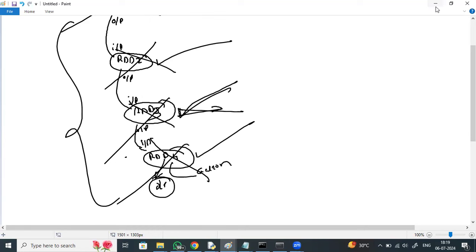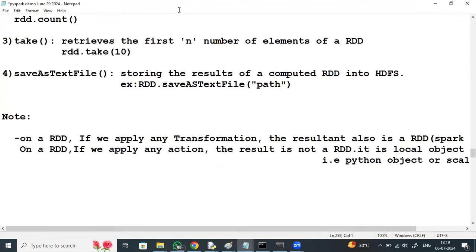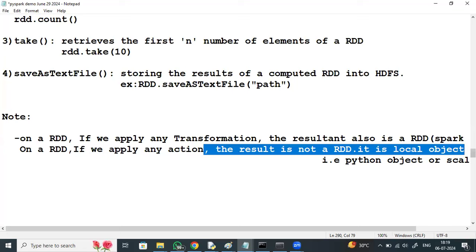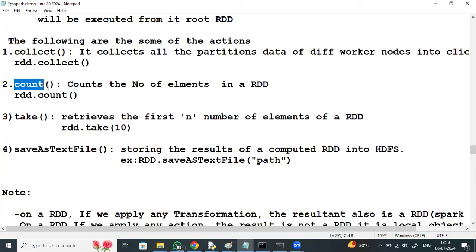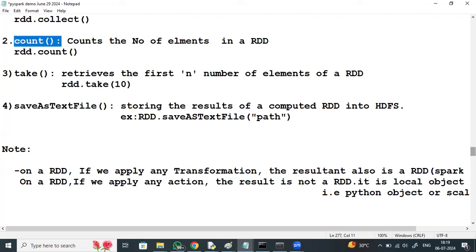Okay, fine. There is a lot of discussion. You need to understand a lot of things about how an RDD is computed, persistence options, fault tolerance model. On an RDD, if you apply any action, the result is a local object. Action means, for example, RDD dot count. You'll be getting a Python object, a Python variable count like 5 or 6 or 7, integers. Python objects you get.